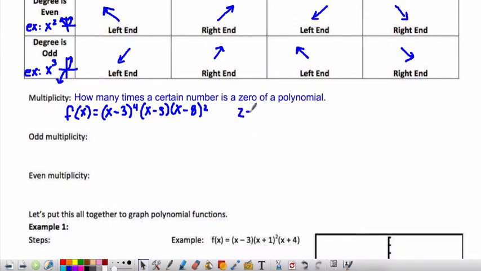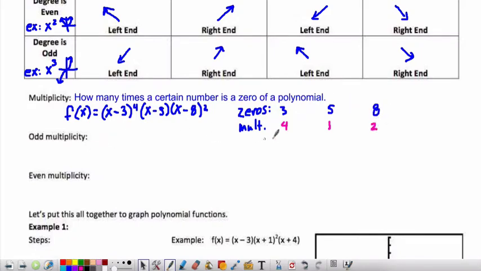We have the following zeros. We have 3, we have 5, and we have 8. And I'm leaving some space here. The multiplicity for each zero: for the 3, the multiplicity is 4. For the 5, if there's nothing up here, that's just going to be 1. It has a multiplicity of 1. And for the 8, we have a multiplicity of 2.